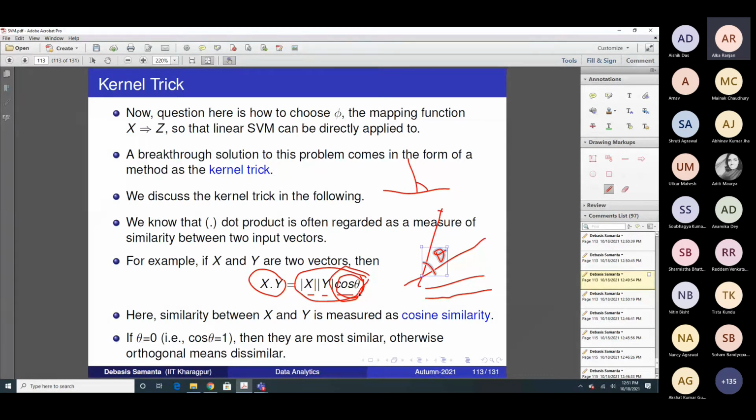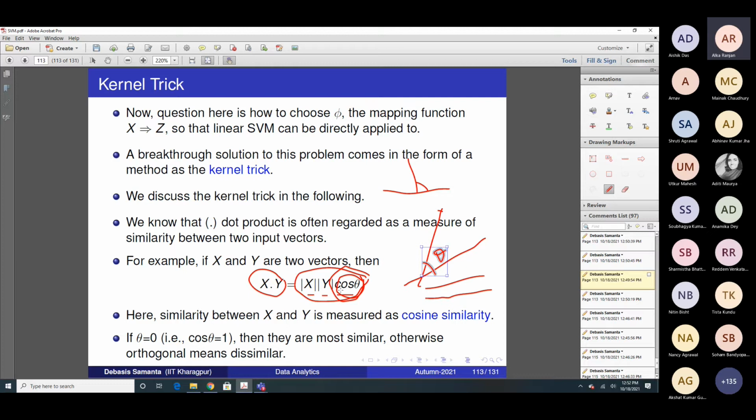And so this actually gives you the similarity measure. That means if the two vectors are parallel, they are very similar. If the two vectors are perpendicular or orthogonal, then they are very dissimilar. So x dot y eventually gives a similarity measure. I repeat, the dot product of two vectors gives the similarity measure.